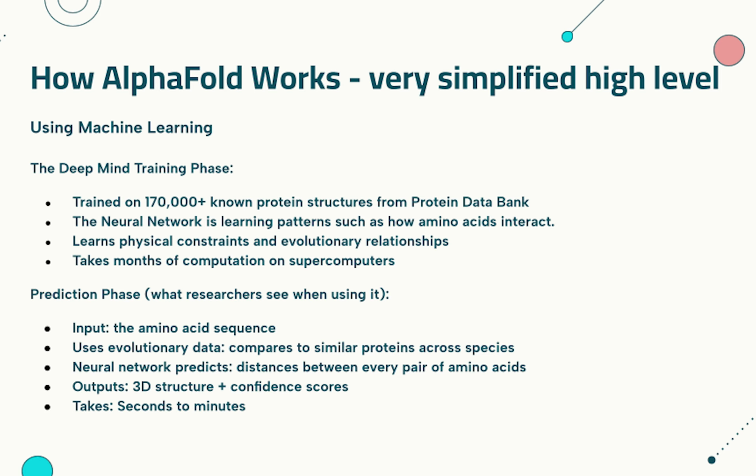The key innovation is the use of attention mechanisms, which allow the network to learn which parts of the protein interact with each other. AlphaFold learned all of this by studying over 200,000 existing protein structures, recognizing patterns in how similar sequences fold, and understanding the physical and evolutionary constraints on protein structures.